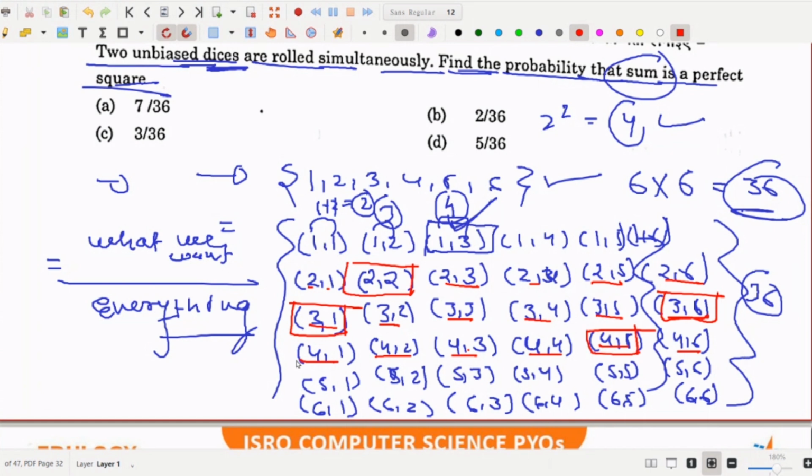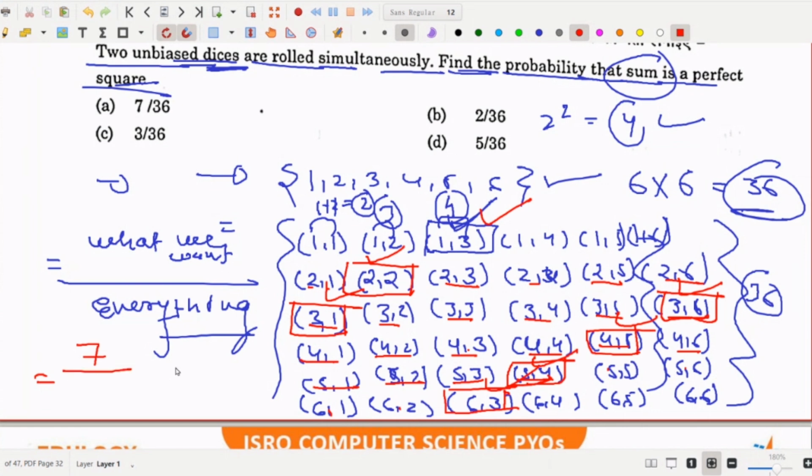10 no. 6 not, 7 not, 8 not. 9, this is another perfect square of 3. 10 not, 11 not, 7 not, 8 not. 9, 6 plus 3, what? 9, which is the perfect square of 3. 6 4, 6 5, 6 6 not. See, 1 2 3 4 5 6 7. Only 7 pairs are available which are perfect squares of any number.